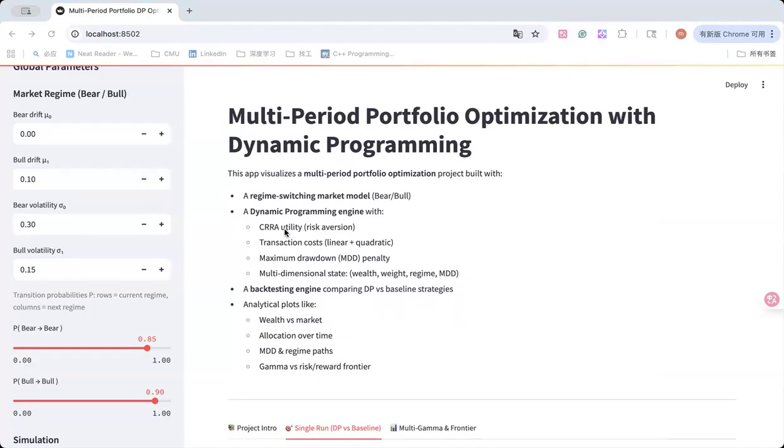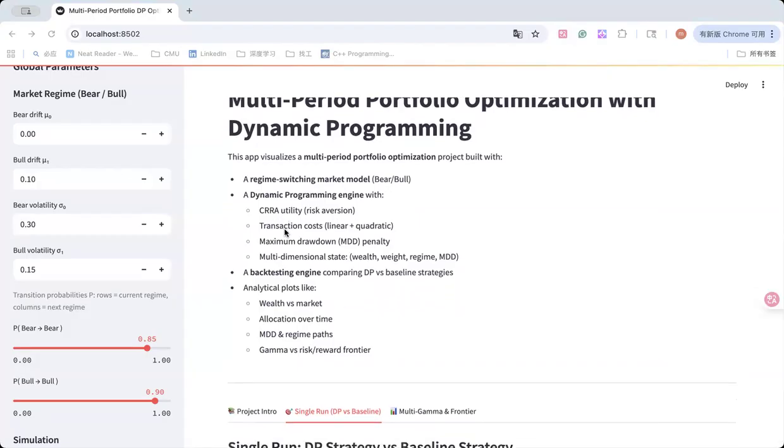The idea is simple. An investor can balance between a risky stock and a risk-free asset over time. My model uses dynamic programming to decide what stock weight to hold at each step, given the investor's risk aversion and the market regime.